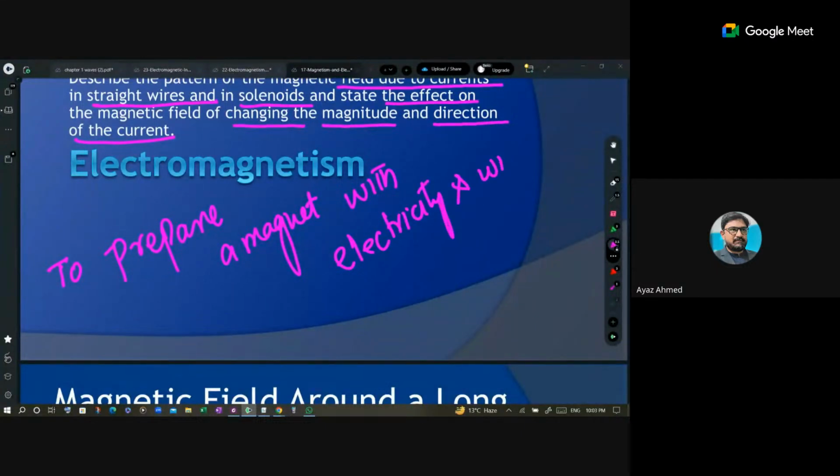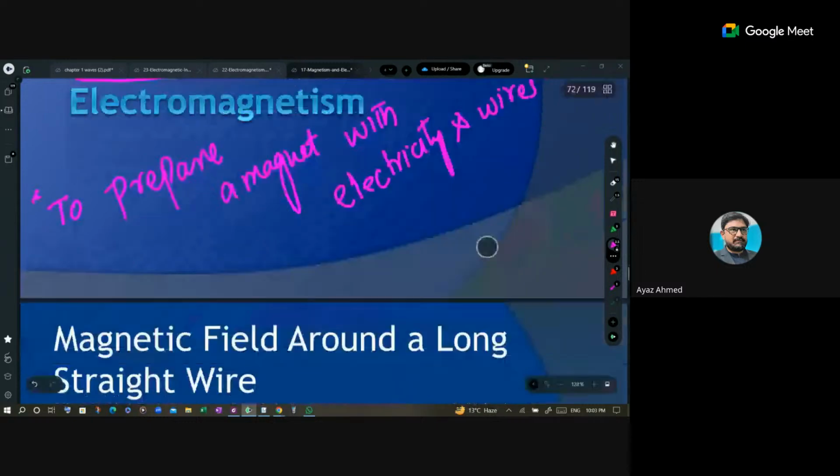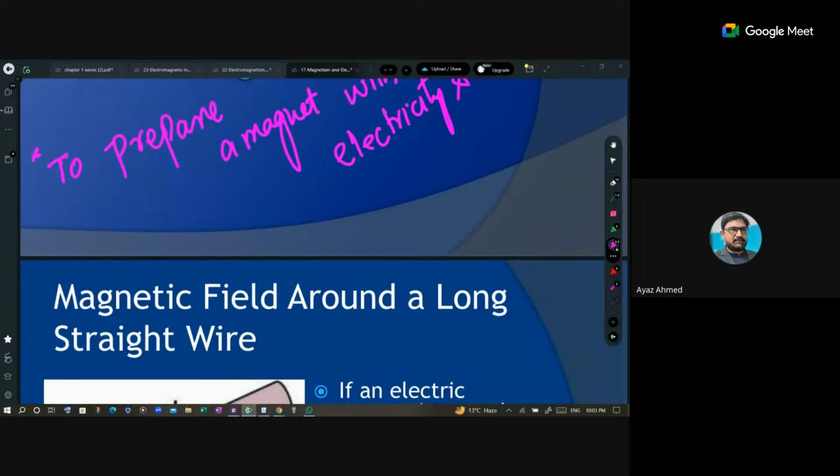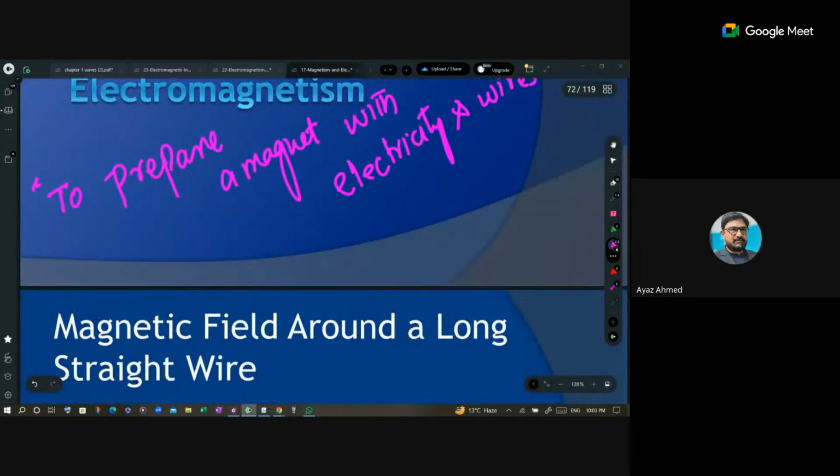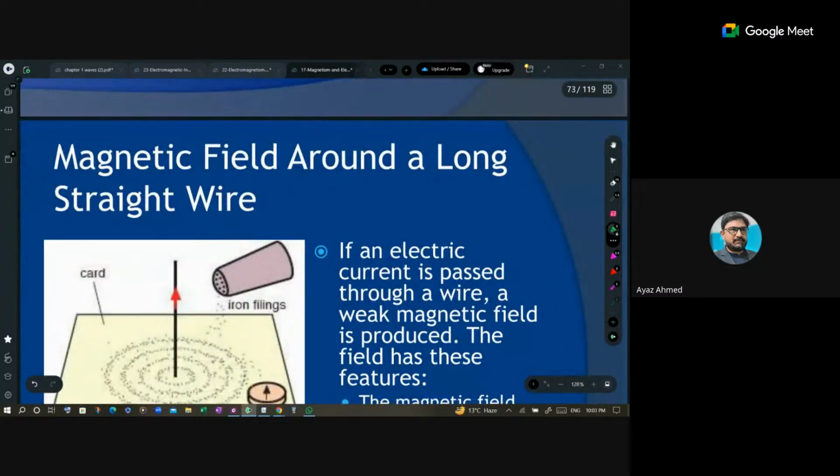Okay, so electromagnet, at the end of this topic I will tell you, is actually just like a magnet, nothing different. Now the magnetic field around a long straight wire.